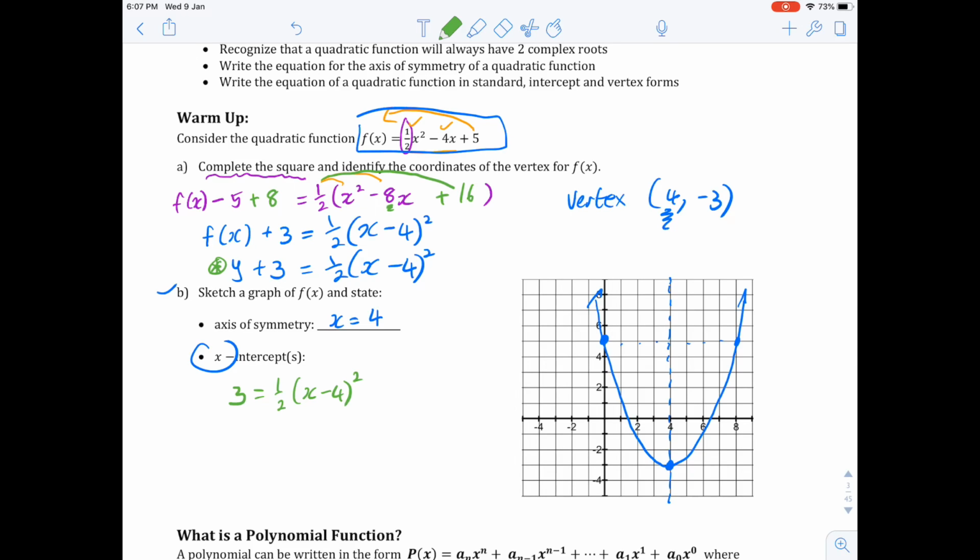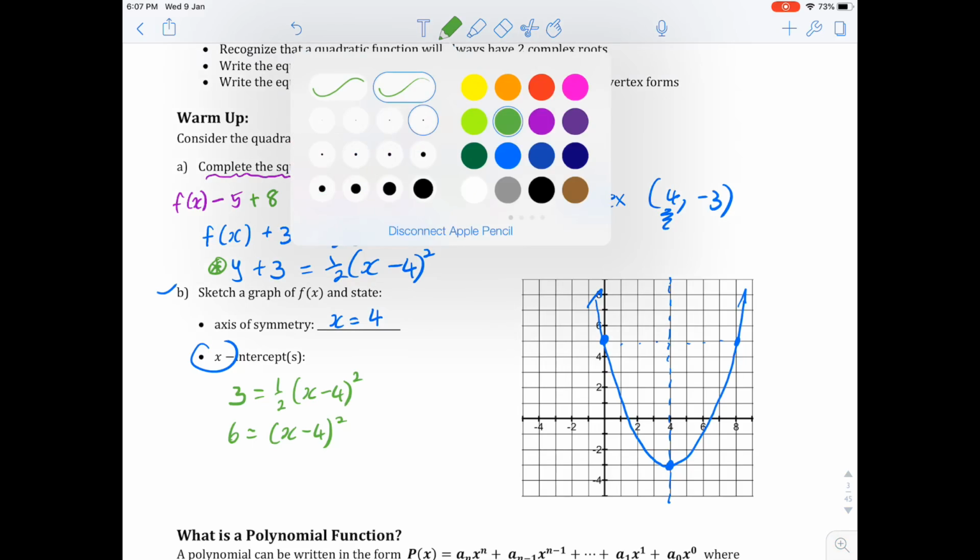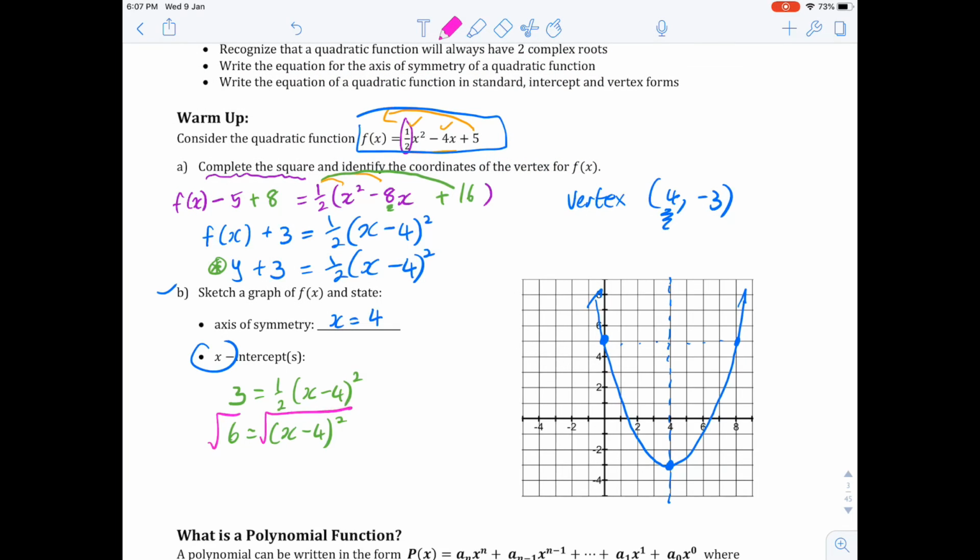I'm going to move the 1/2 to the other side, so 6 is equal to x minus 4 all squared. I'm going to square root both sides of the equation, and in so doing, I must remember to introduce a plus minus. And then my final answer, 4 plus or minus the square root of 6. Square root of 6 is, of course, more than 2 and less than 3. And so if we say 4 plus 2 and a bit, then you can see that explains the x-intercept just to the right of 6, and vice versa for the other x-intercept.